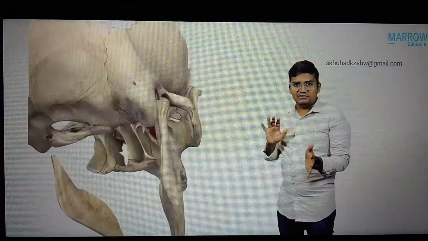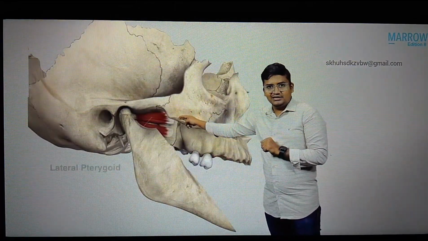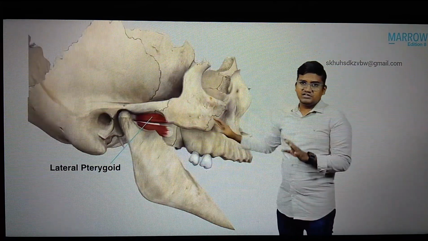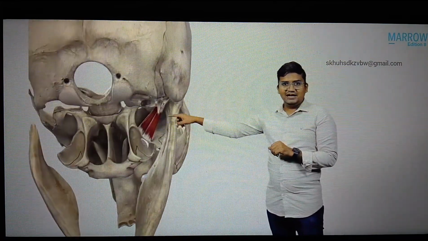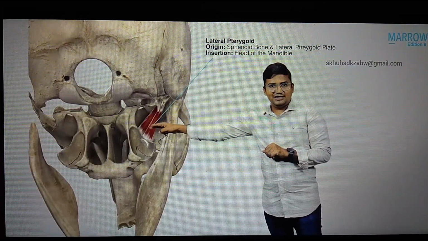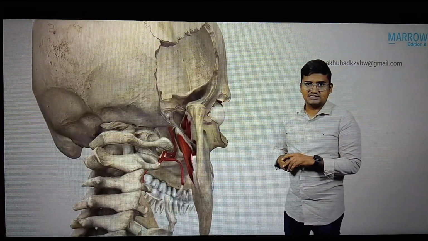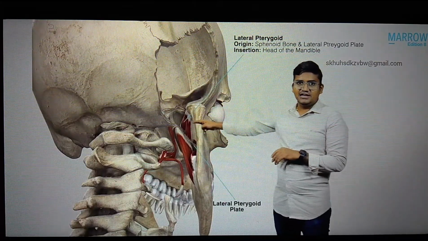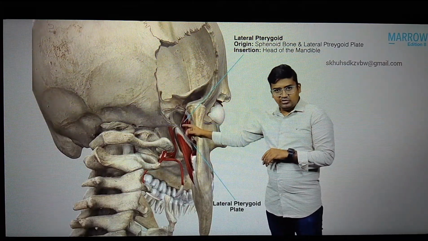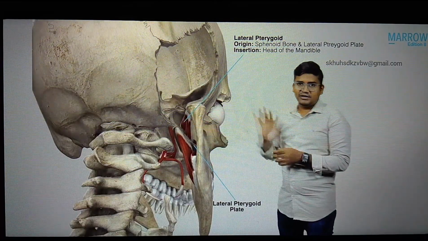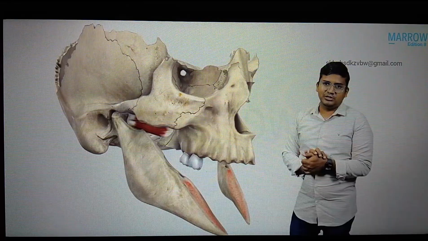So now we isolate the lateral pterygoid muscle. Now this is our lateral pterygoid muscle. Lateral pterygoid muscle origin: we know that muscle is coming from the sphenoid bone and also from the lateral pterygoid plate. Now can you see the plate there? That is our lateral pterygoid plate. We are seeing clearly there. Origin from sphenoid bone but also from the lateral pterygoid plate. Now the muscle is inserted to the head of the mandible.